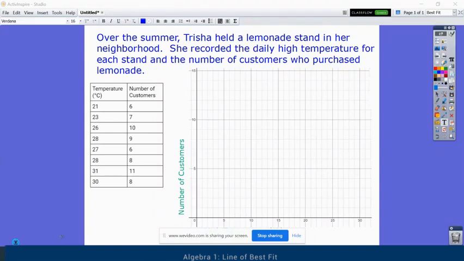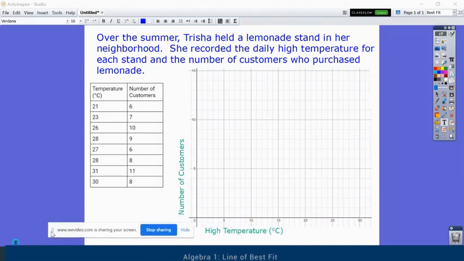Welcome. We're going to be exploring the line of best fit and how we can write the equation for that in order to represent data. So here's our example problem. Over the summer, Trisha held a lemonade stand in her neighborhood, and she was diligent enough to record the daily high temperature each time that she had a lemonade stand and how many customers ordered from her on that day.